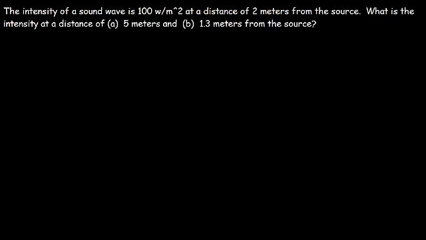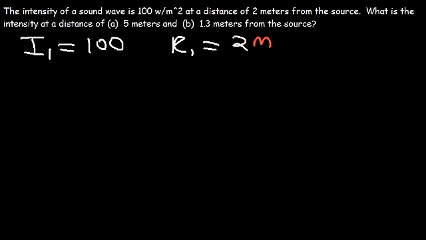In this problem, we're given the intensity at a distance of 2 meters. What is the new intensity at a distance of 5 meters for part A? What equation can we use to solve a problem like this?